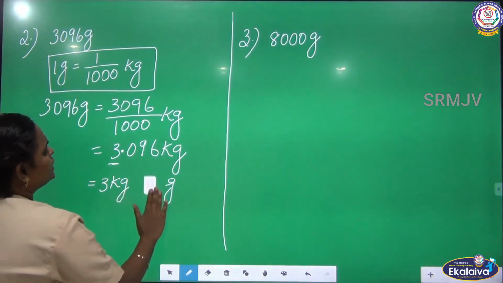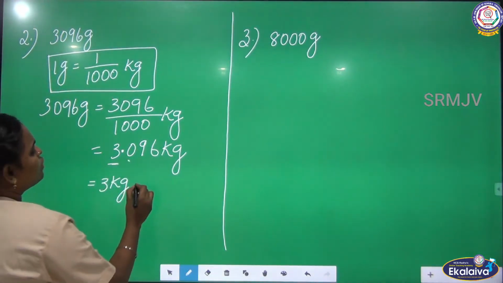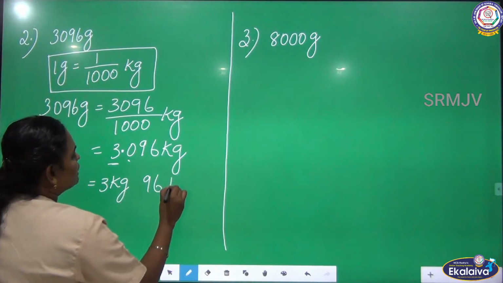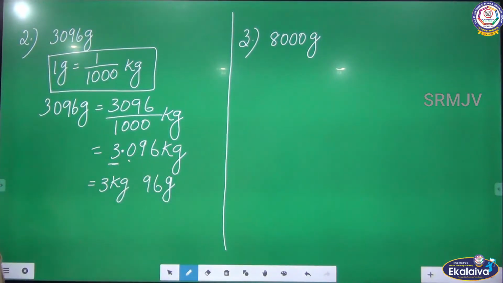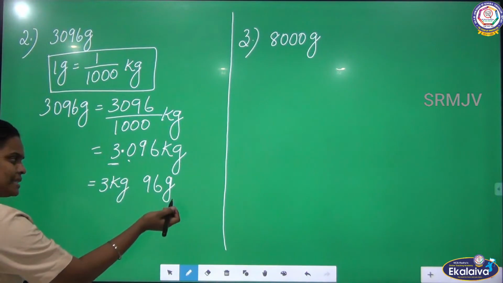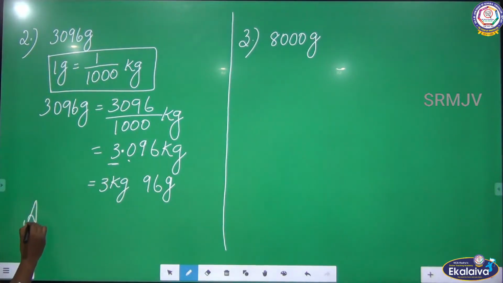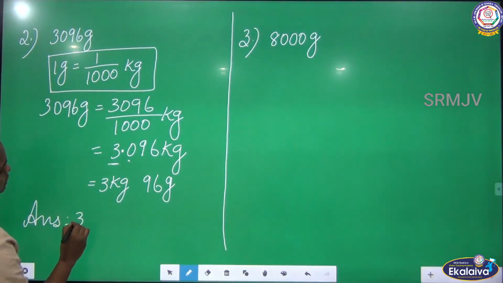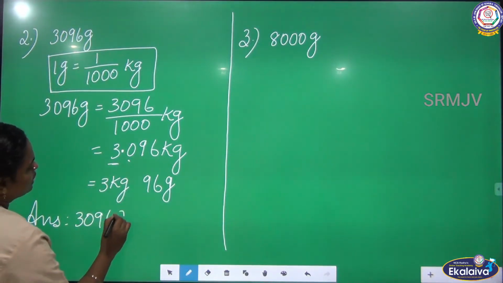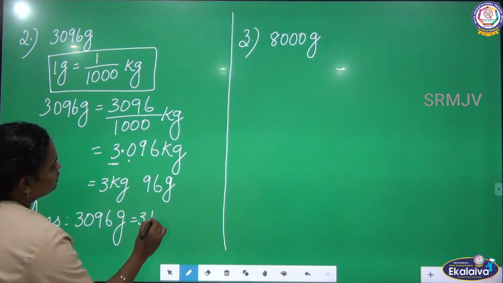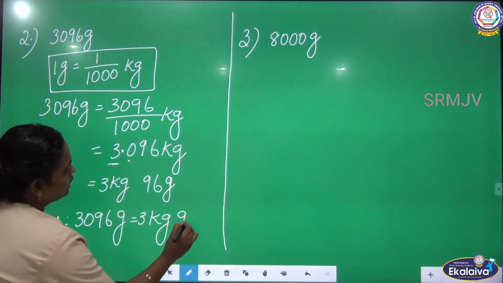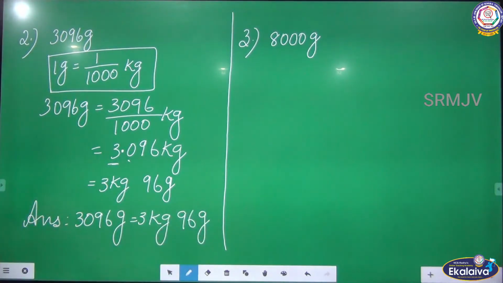See, listen children, here before the dot it has no value. So you can write only 96 gram. So 3 kilogram and then 96 gram. Before the number, if you are writing 0, it has no value. So you can write 096 gram equal to 96 gram only. Okay. So the answer is 3096 gram equal to 3 kilogram and then 96 gram.